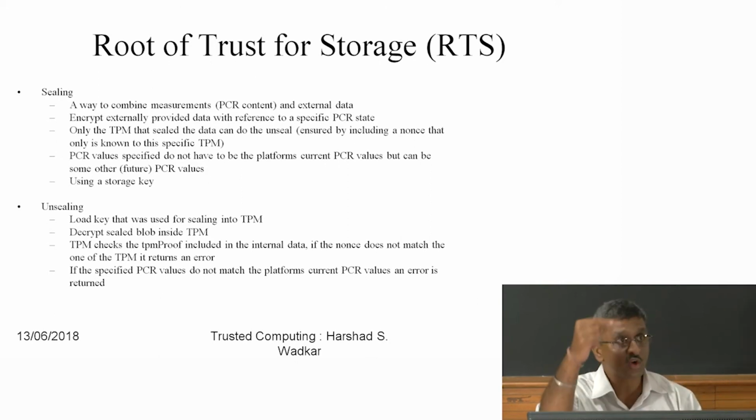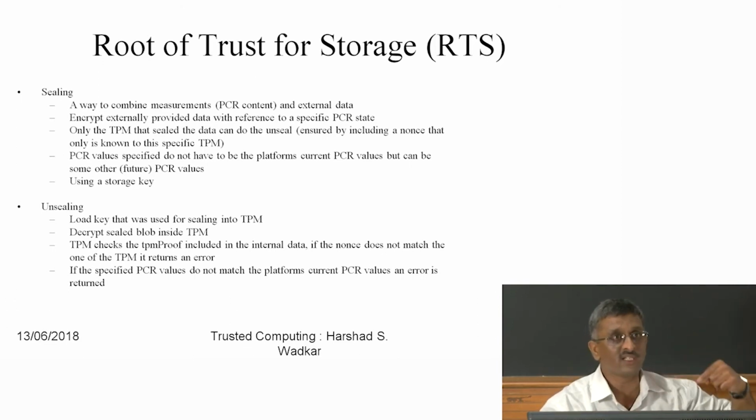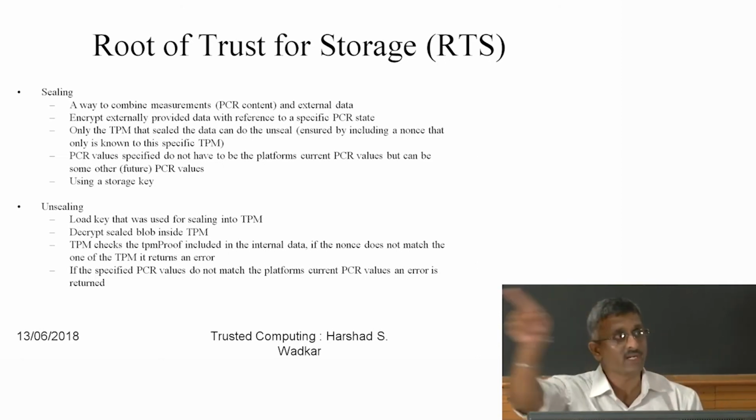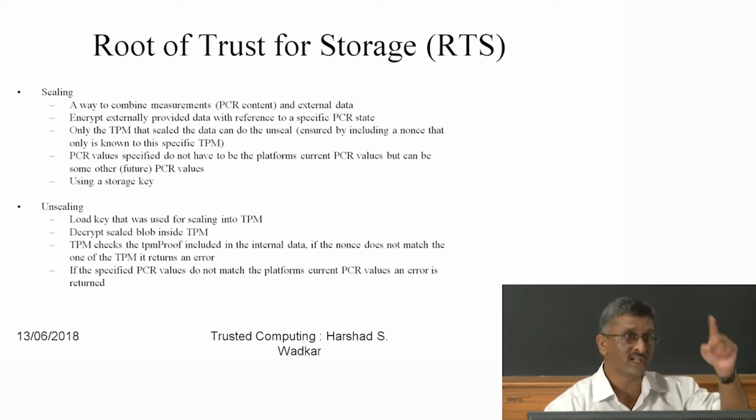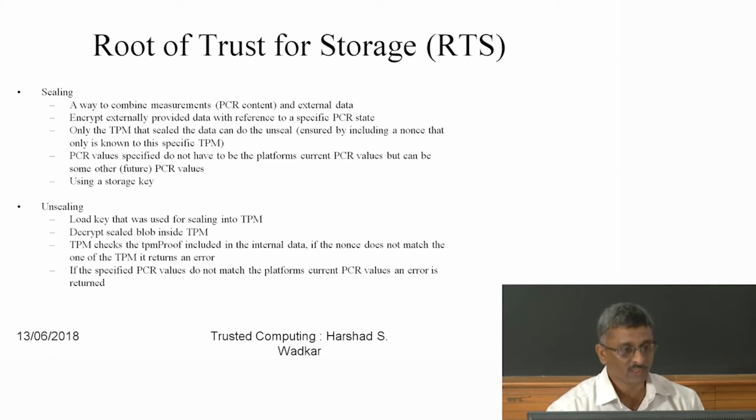So SML contains in which order, which softwares, and based upon that, what hash is generated, I will come to know from the PCR 17. So PCR 17 and SML will come back to me, that is, to the verifier. I will come to know which application softwares are running at this point of time on your machine and in which sequence they have been started. Okay? So that information will be available to me. Only the TPM that sealed the data can do the unsealing. PCR values specified do not have to be the platform's current PCR values, but can be some other specific PCR value also. There is the unsealing activity, that is the decryption part that I have mentioned.